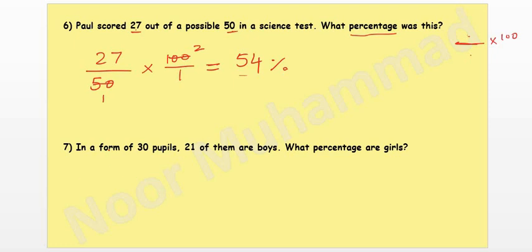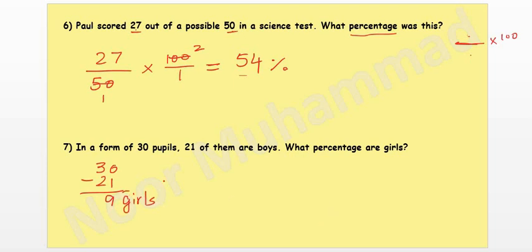If you look at the next question, it says in a form of 30 pupils, 21 of them are boys, what percentage are girls? So look at this, from the 30 students, 21 are boys. So we don't know how many girls are there. If we want the percentage of the girls, we need to know how many girls were there. So to know how many girls were there, subtract 21 from this 30, that will give you 9. This shows that there were 9 girls in the form, right?